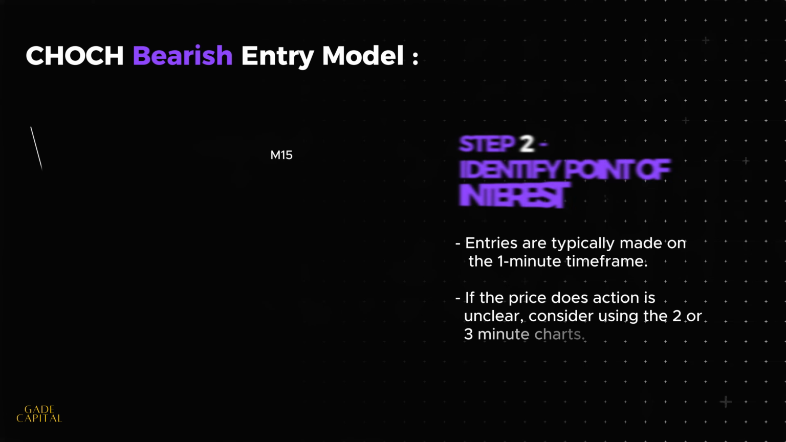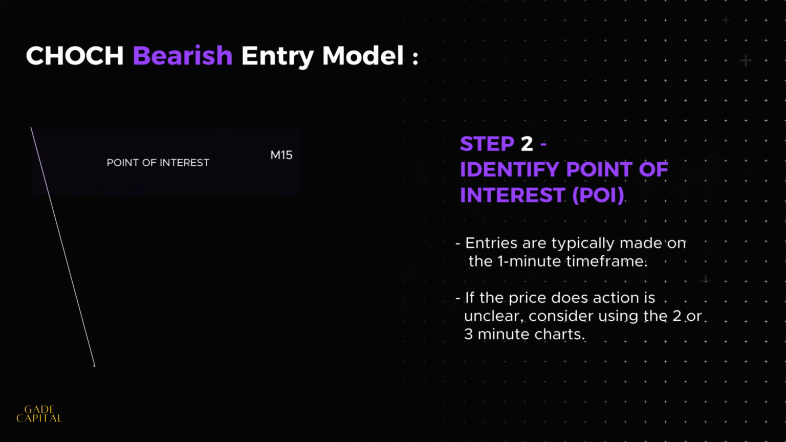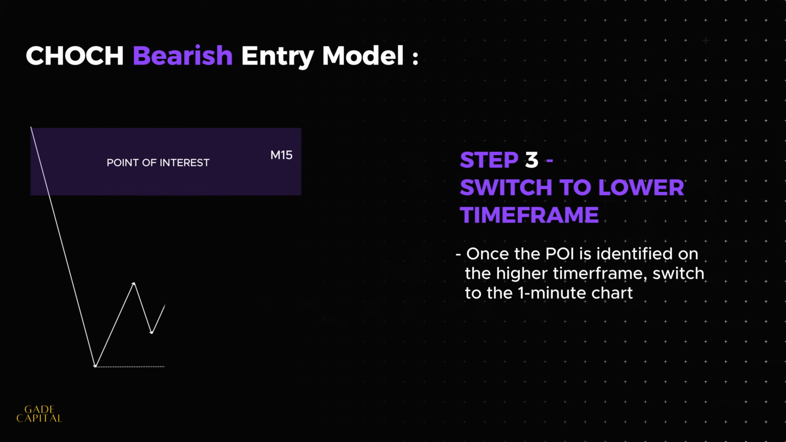In step 2, we need to identify the point of interest. So we need to mark a 50-minute order block. And as we know, entries are made on the 1 minute time frame, and if the price action isn't clear, we will switch to a higher time frame. In step 3, we have already marked our point of interest. Once price hits that point of interest, we will switch to 1 minute.